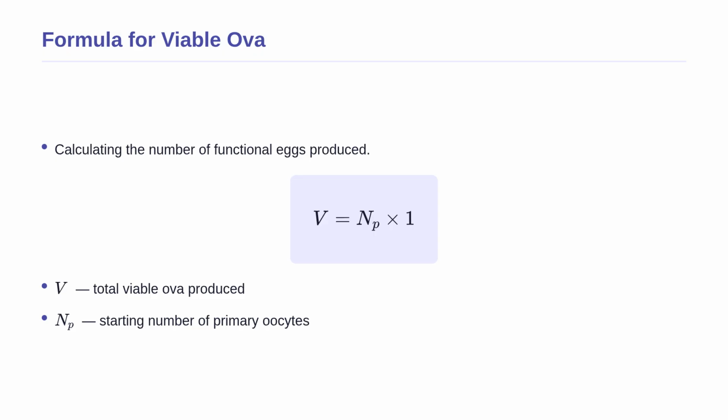Because the multiplier is exactly 1, any increase in the starting number of primary oocytes results in the exact same increase in viable eggs. This mathematical relationship perfectly reflects the biological focus on quality, showing why female fertility is so heavily dependent on the health of each individual starting cell.